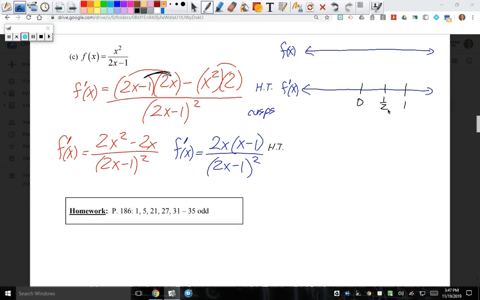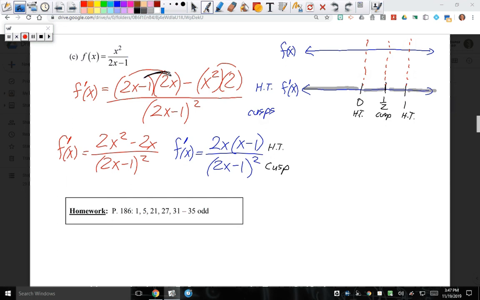And these are my cusps. So I would probably write right here a cusp and then horizontal tangent, just for side notes. Okay? I'm going to keep going up. So let's look at the 4 intervals that we're going to test on f prime of x.